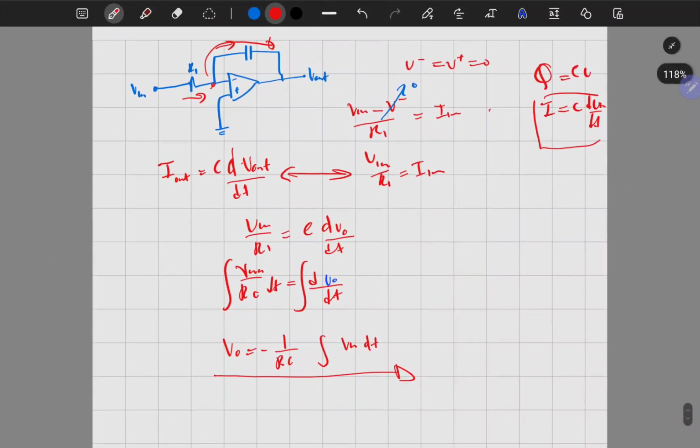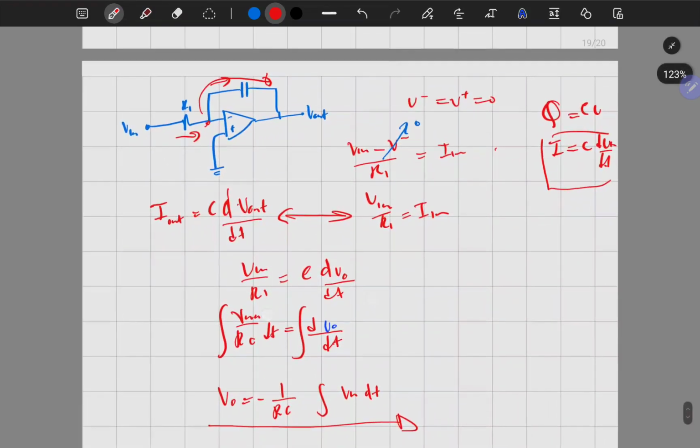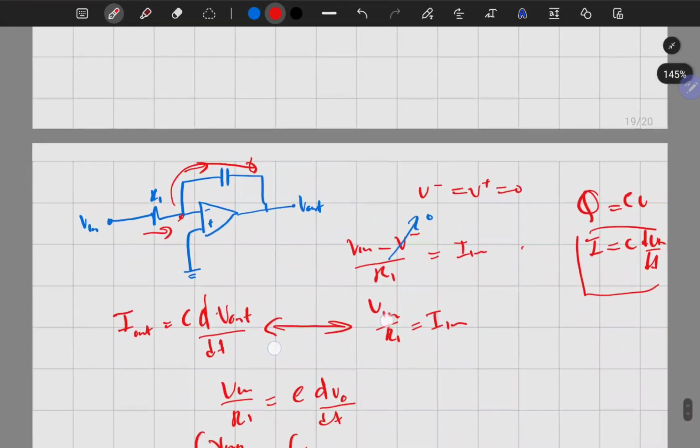So if you want the full proof, this is it. That's how you derive an integrator, because this one is an integrator, while that one was a differentiator.